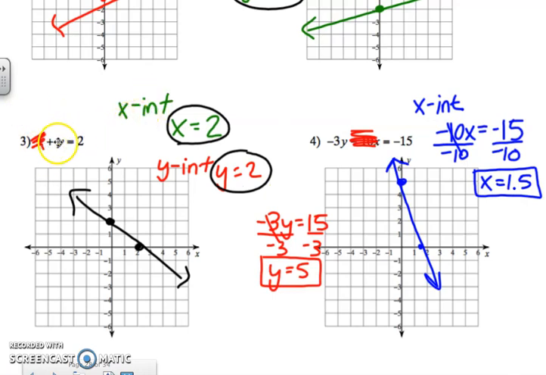Remember, to find the x, you're going to cover up your y. To find the y-intercept, you're going to cover up the x. Totally fine if you get decimals. Just find the decimal on that number line.